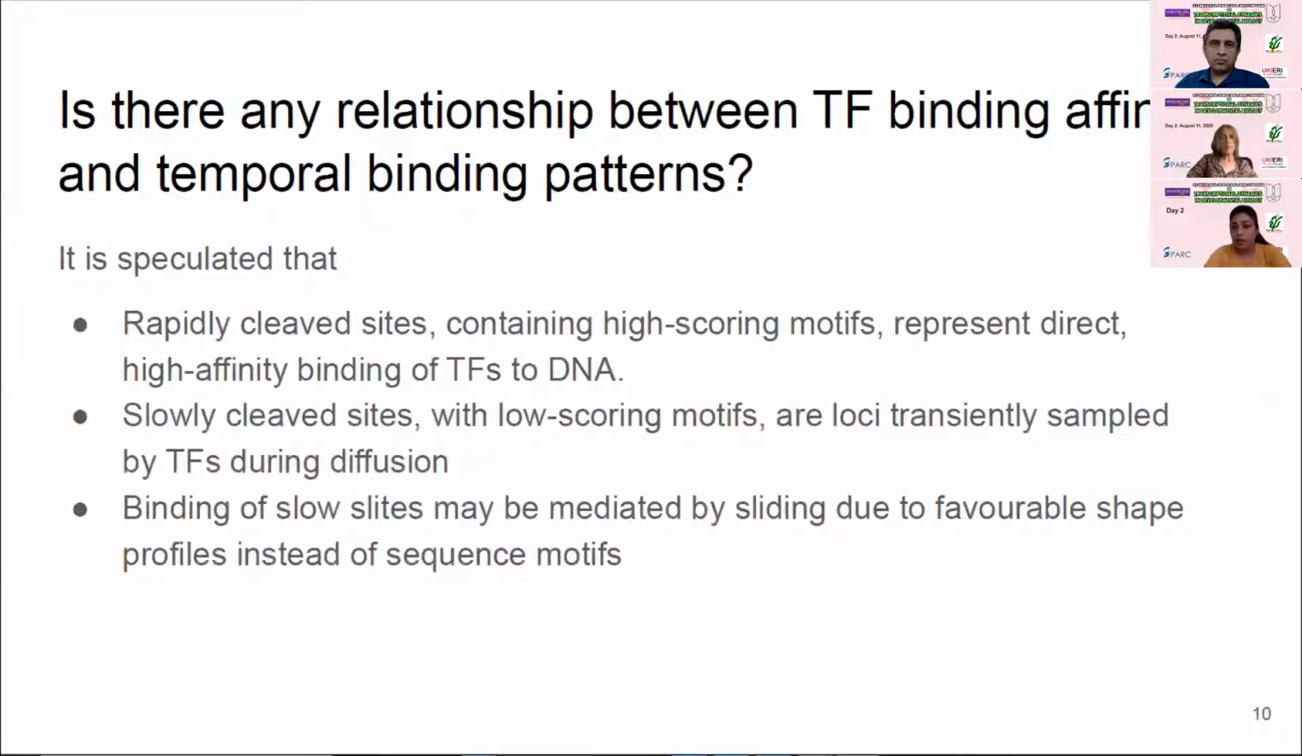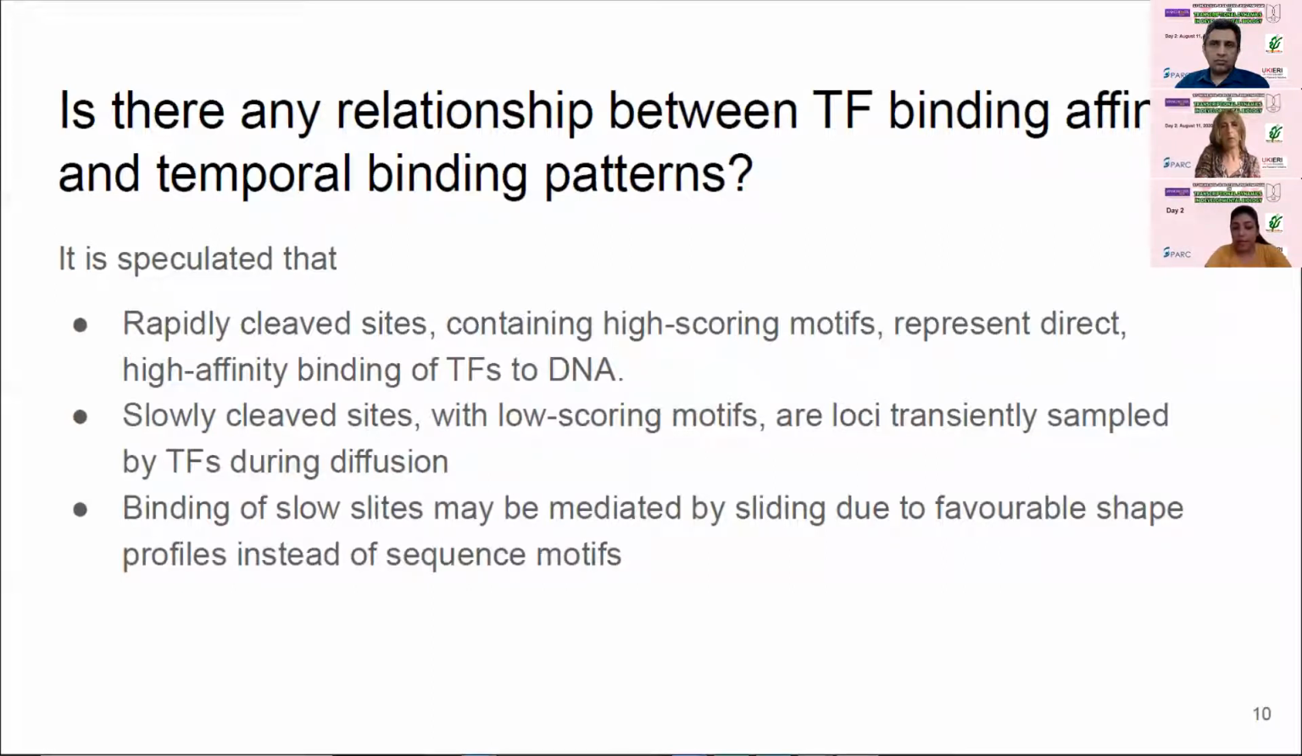So is there any relationship between transcription factor binding and the temporal binding patterns? It is speculated that the transcription factor binding sites that are rapidly cleaved, the ones coming early in the chemical reaction, contain highly scoring motifs, and they represent the direct high affinity binding of transcription factor to DNA. Whereas the slowly cleaved binding sites had low scoring motifs, and they are basically loci that are transiently sampled by transcription factor during diffusion.